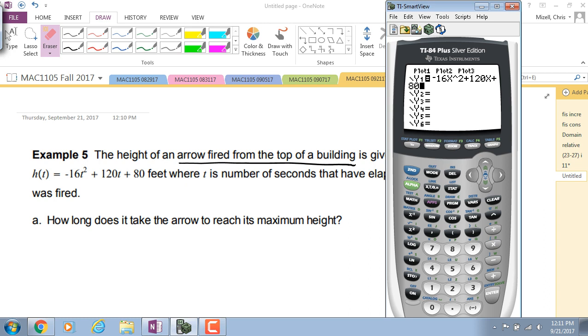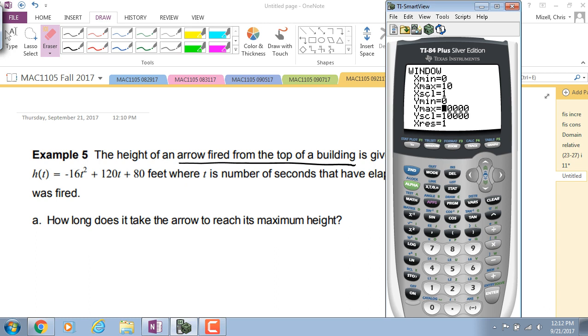I'm going to quickly adjust my window settings. I don't think the arrow is going to stay airborne for 300 seconds. That's a long, long time for that arrow to stay up there. Maybe 10 seconds tops. It'll go up, it'll come down. Hopefully it won't hurt anything or anyone. X scale, 1 second. Along the x-axis, 1 second, 2 seconds, 3 seconds, 4 seconds, 5 seconds. I want to know how high that arrow is at any given time. How high is it going to go?